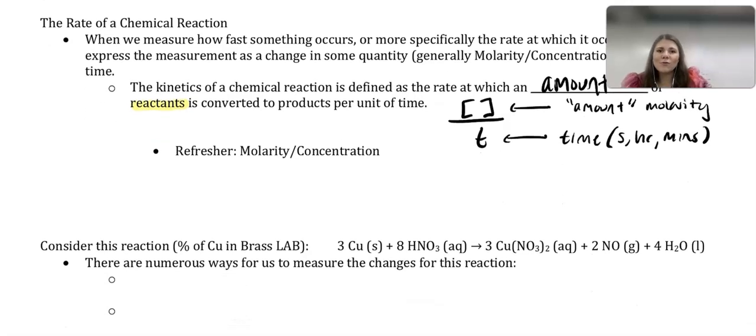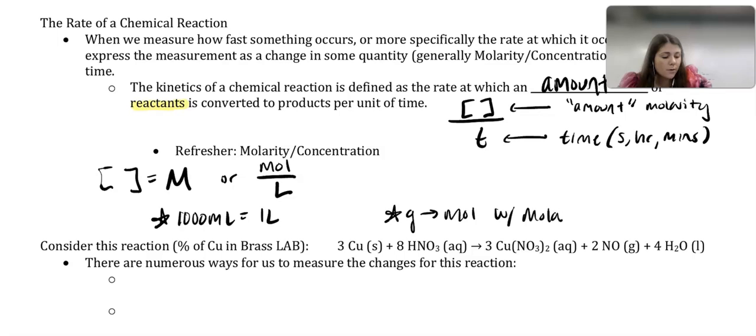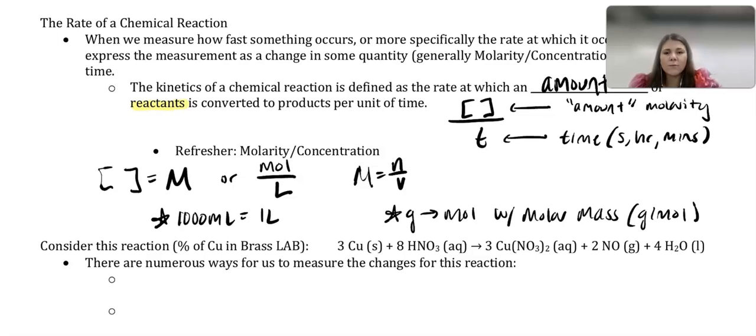So just a quick refresher on molarity and concentration. As mentioned, the brackets mean big M, molarity, or molarity is moles over liter. A few things that we may need to be reminded of: 1,000 milliliters are in a liter. Also, you can convert between grams and moles with molar mass. So don't forget that. Might be useful to just be refreshed on that. But yeah, molarity is n over V, moles over volume, with volume being in liters.